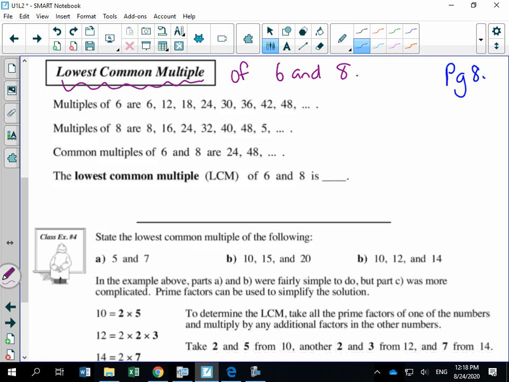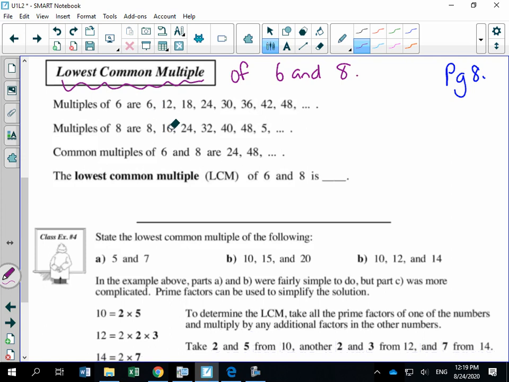So lowest common multiple, what you would be doing is writing all of the multiples of 6 and all of the multiples of 8. So the multiples of 6: 6 times 1 is 6, 6 times 2 is 12, 6 times 3 is 18, 6 times 4 is 24. These are all of the multiples of 6. The multiples of 8 are written down here. 8 times 1 is 8, 8 times 2 is 16, 8 times 3 is 24.